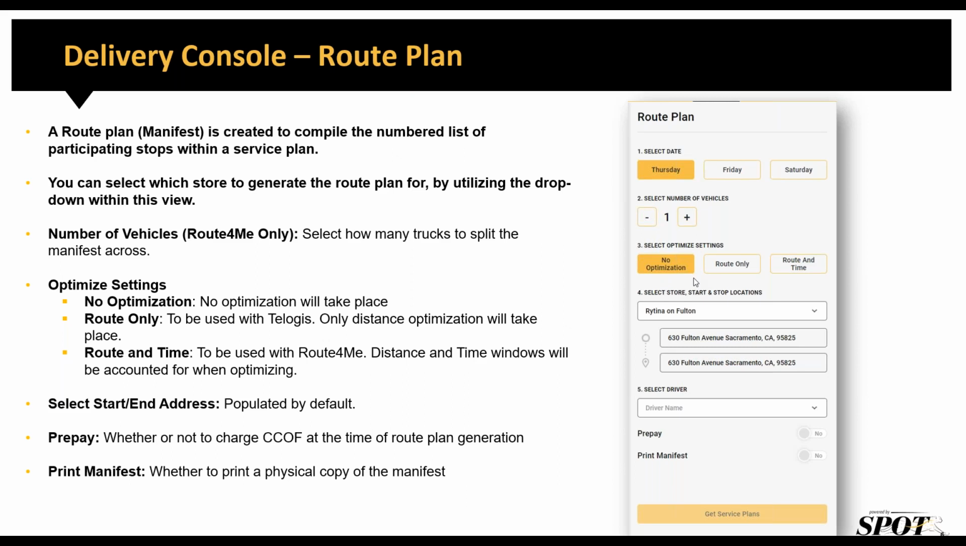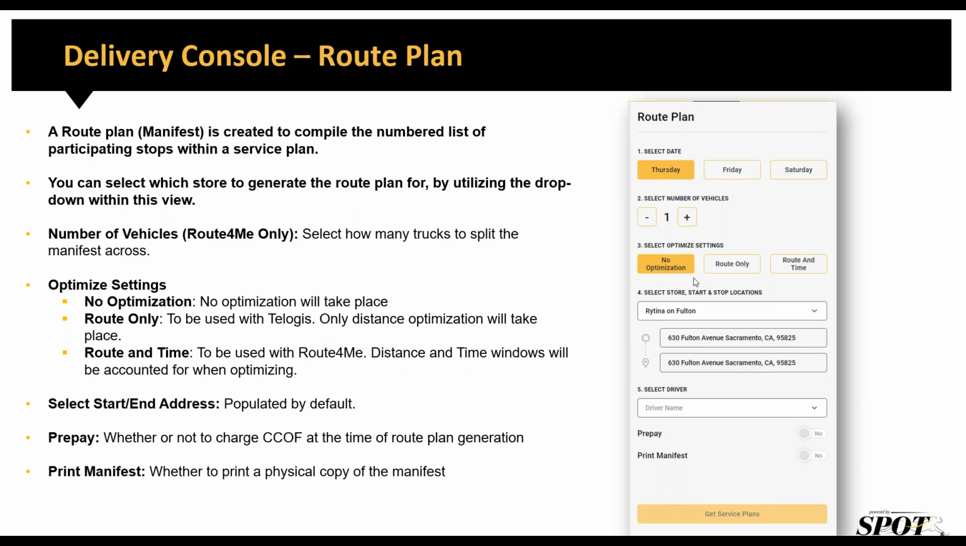And the last 2 sections are prepay, which is the same function as it appears in Spot today. Do you want to, as simply as, do we want to prepay our orders as they're being loaded onto the manifest or not? And then the last thing is print manifest, which is if you want to print a hard copy of the manifest that we're creating from Delivery Console, you can do that at this point, and it will download to your computer in a PDF format.